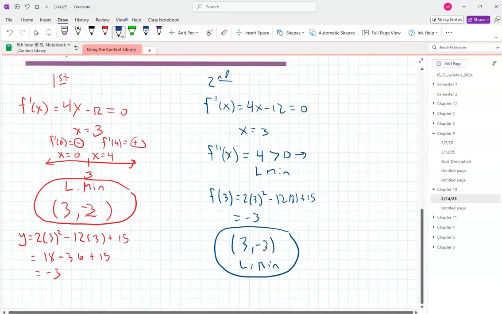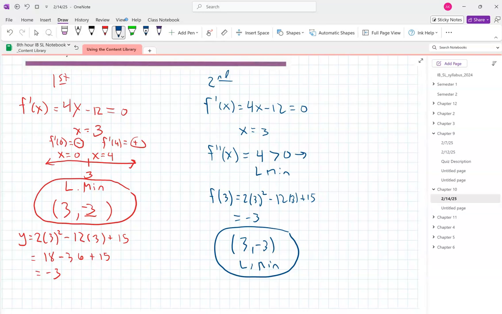Again, how do I remember that this is what the second derivative test is telling me? Remember, the second derivative is going to tell us about the concavity of the function. When the second derivative is positive, it's concave up. So it looks like that. And that looks like a minimum. That's how I remember it. What do you guys think?